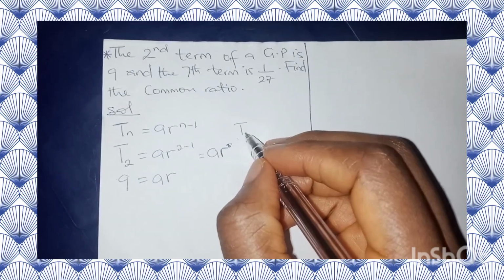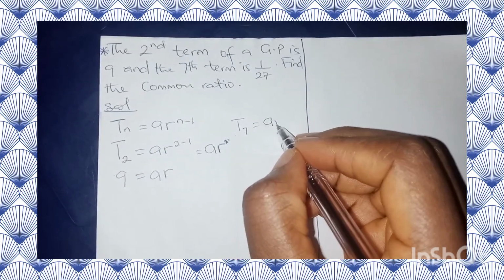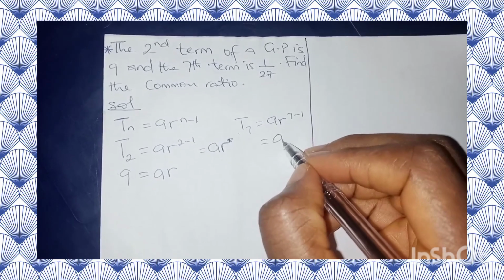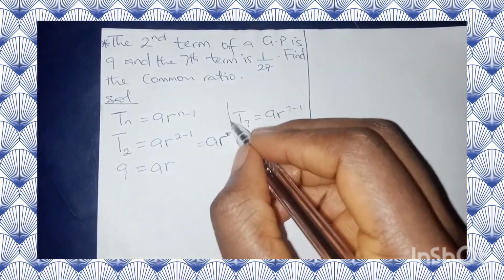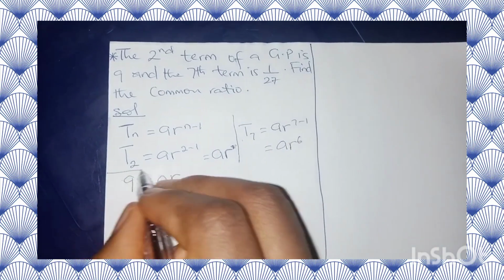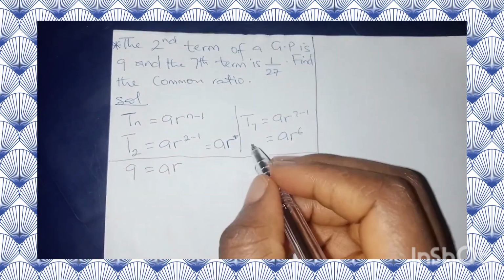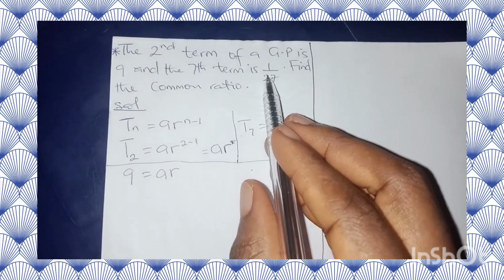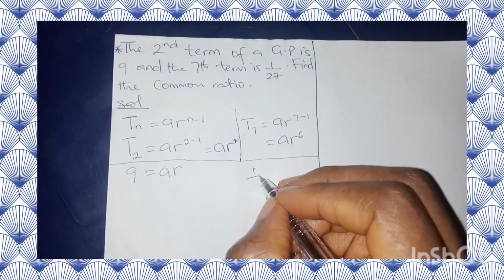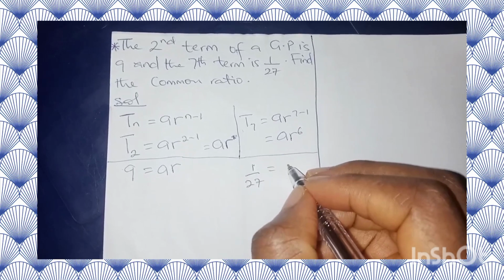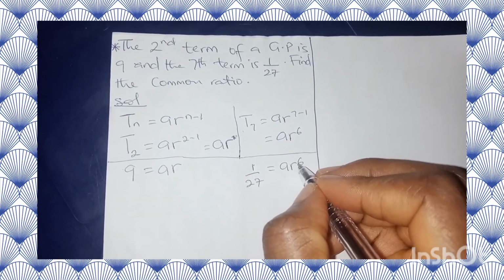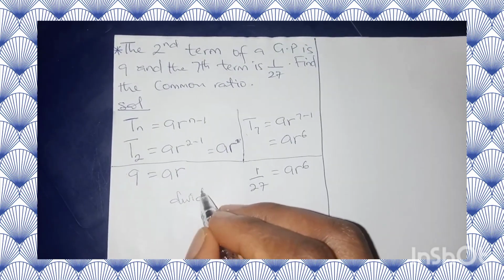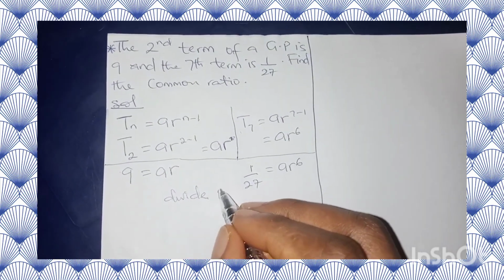From the question, our second term is 9. So we fill it in, we substitute, and then we go over to the seventh term, which is T7 equals AR raised to the power 6. Now we also substitute for the seventh term, which is 1 over 27 equals AR raised to the power 6. Then we divide the seventh term by the second term.